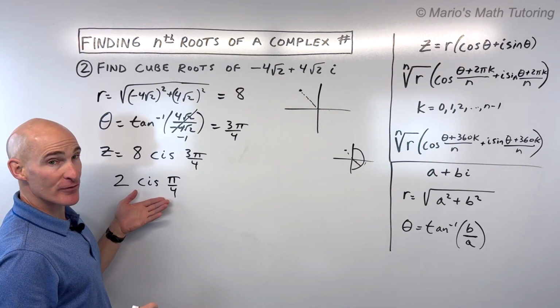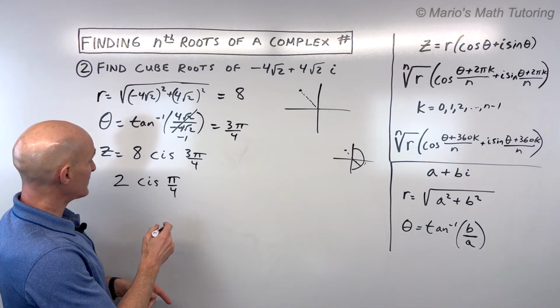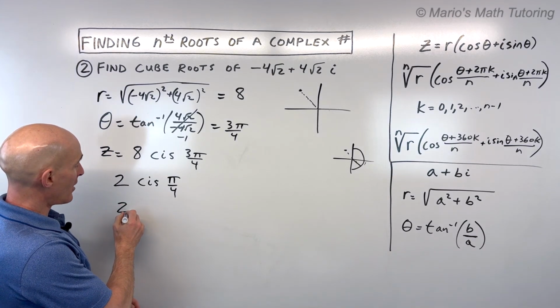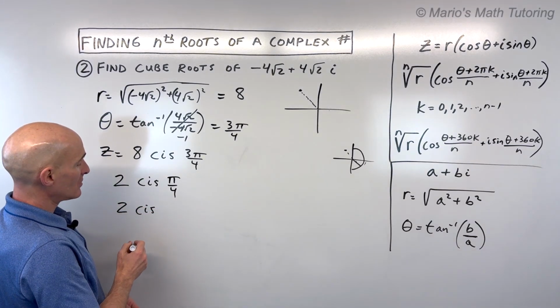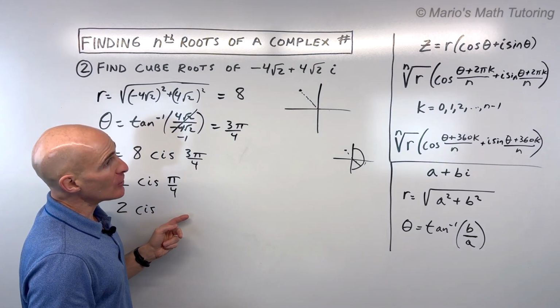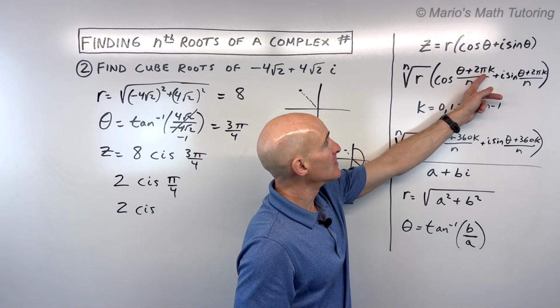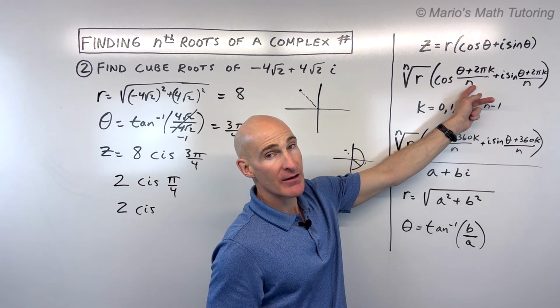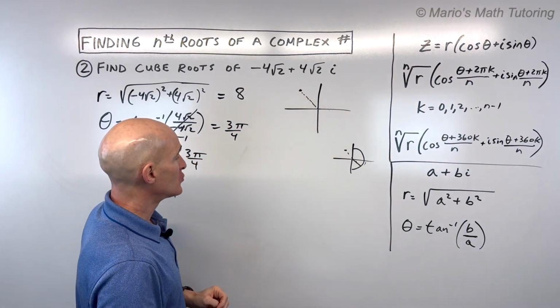Okay, so that's going to be our first answer. Now, how do we get the next one? Well, the next one is also going to have an r value of 2, cosine theta plus i sine theta. To get the next angle, we're going to add 2 pi divided by 3. Okay, so 2 pi divided by 3.